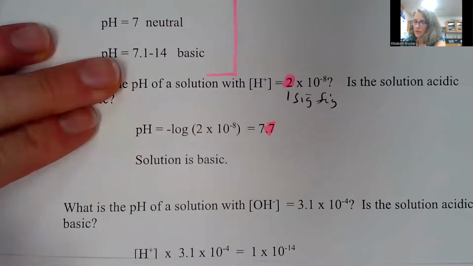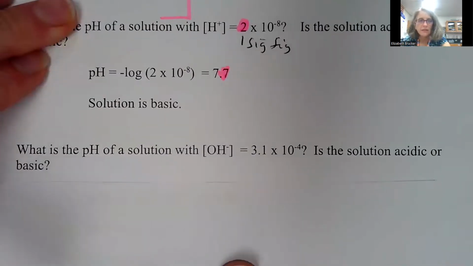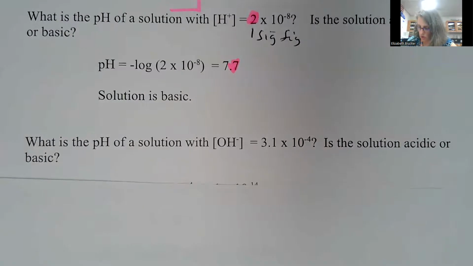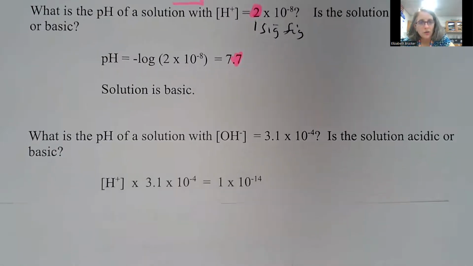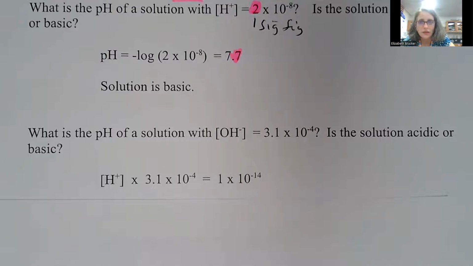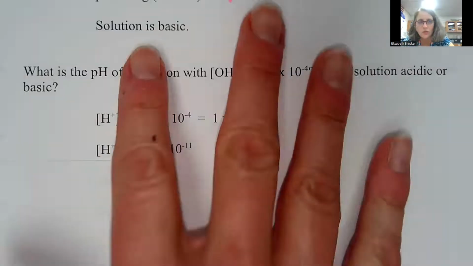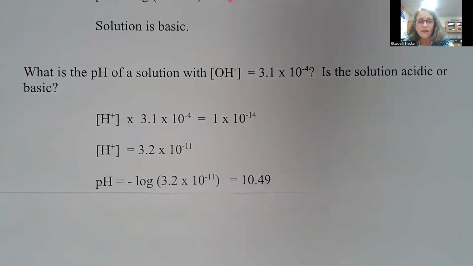All right, so next one on your packet is the following. Find the pH if you have an OH, a hydroxide concentration of 3.1 times 10 to the negative 4. So again, with all of these, try it in your calculator, pause the video, and see if you get the same answer as I do. So this problem, you could do one of 2 ways. You can divide this number into 10 to the negative 14th to get your H plus concentration. So usually students don't do this one. And then you take the negative log of it, you get 10.49.